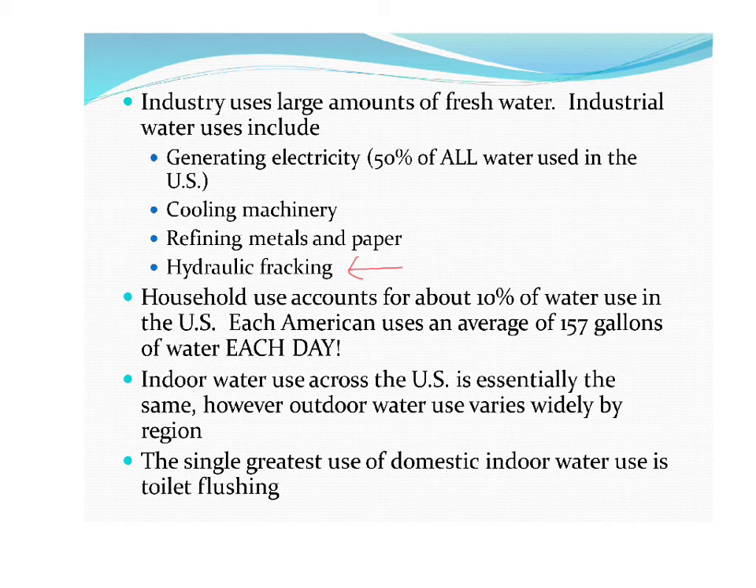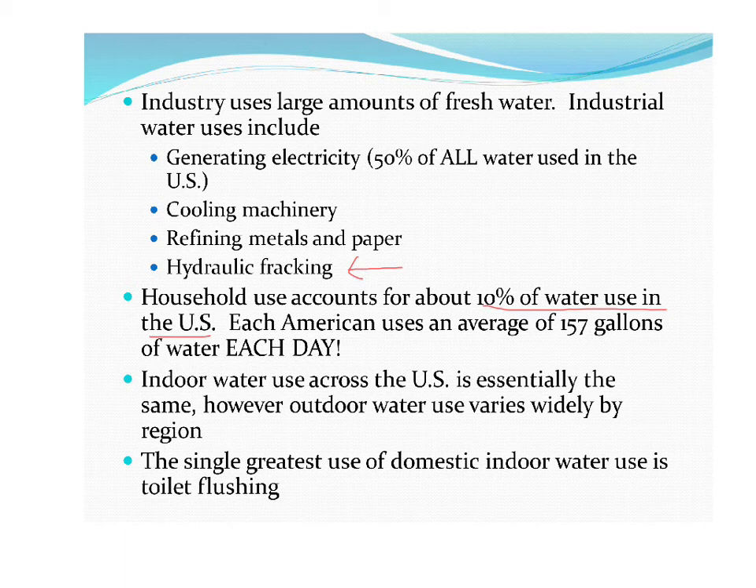Household use accounts for about 10% of water use in the United States. So although it's important for us to conserve water domestically in our houses, only about 10% of water use in the United States is actually done in our houses. Each American uses an average of 157 gallons of water each day.